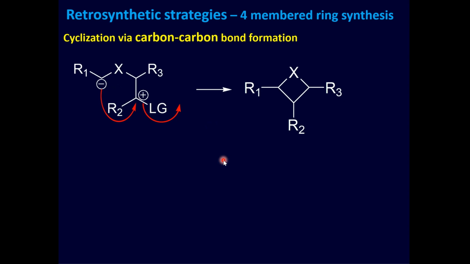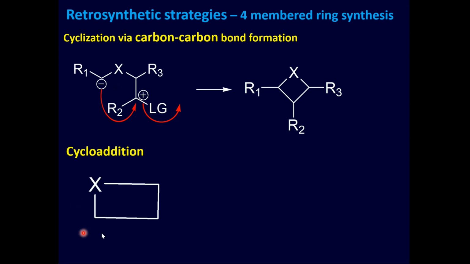Another approach which we follow for four-membered ring system synthesis is the cycloaddition reaction. We have seen the 4 plus 2 cycloaddition reaction, that is Diels-Alder cycloaddition, to give six-membered ring systems. The same strategy is utilized here to prepare four-membered ring systems too.